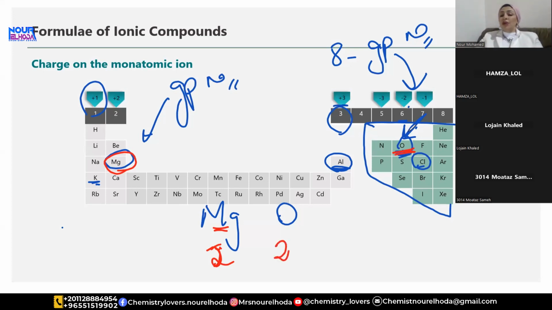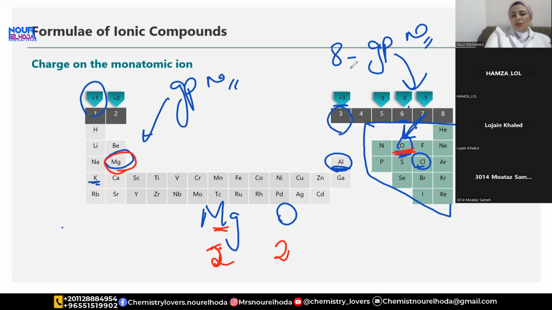Normally, when you find the amount as 2 and 2, what will happen? All the students usually write Mg2O2. This is wrong. When both numbers are the same, they need to cancel each other. When I have numbers that can be simplified, you need to simplify them.